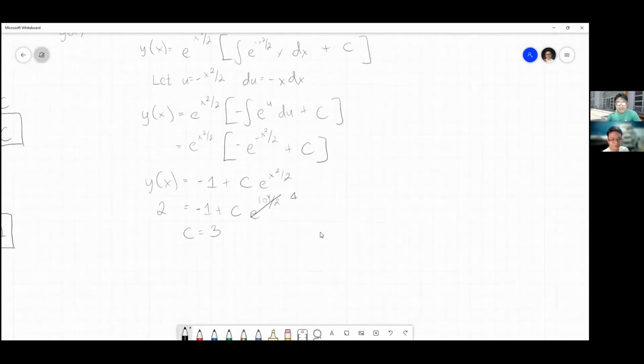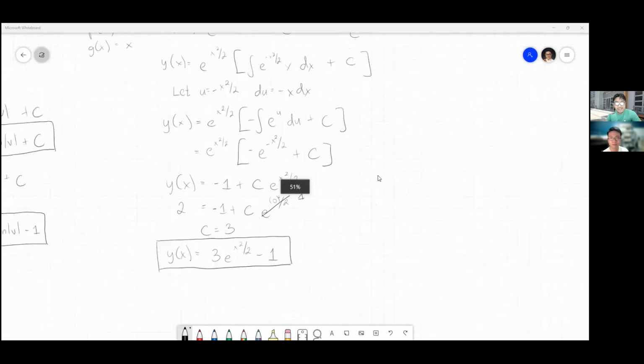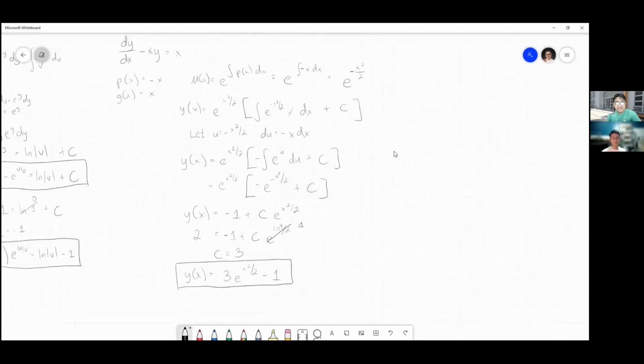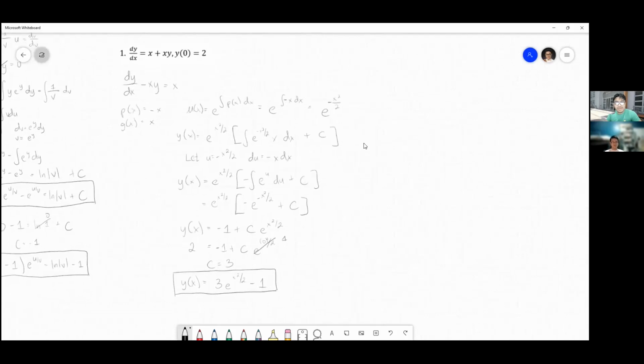So, the solution for this differential equation is y of x equals 3e to the x squared over 2 minus 1. Okay? Do you have any questions so far? Let's zoom out so we can see the whole flow.